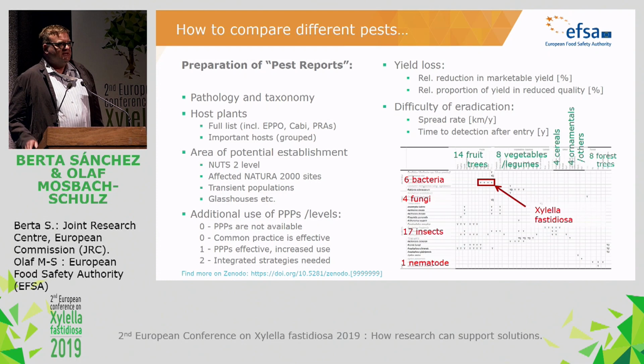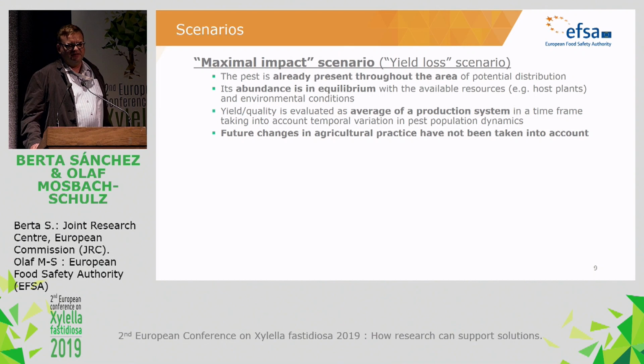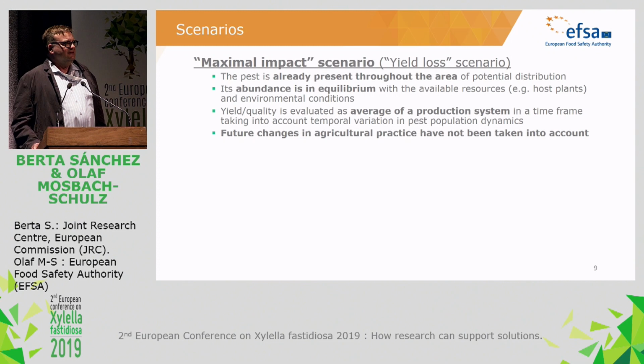So we need some simplification. The simplification was done by using scenarios. So going for a specific situation, which is a little bit artificial, but harmonizes the situation to allow comparison between the different pest host categories. And the first scenario was given by the legislation. We have to look for the maximum impact scenario, and that means we don't look at entry. The pest is already present throughout the area of potential establishment. It's established in an equilibrium situation.